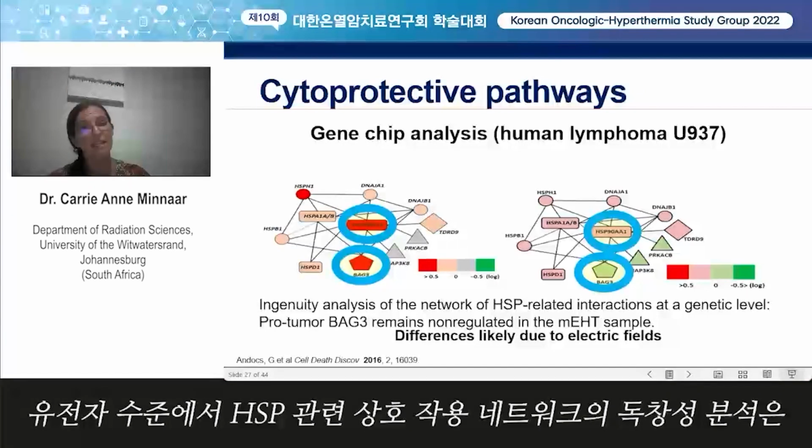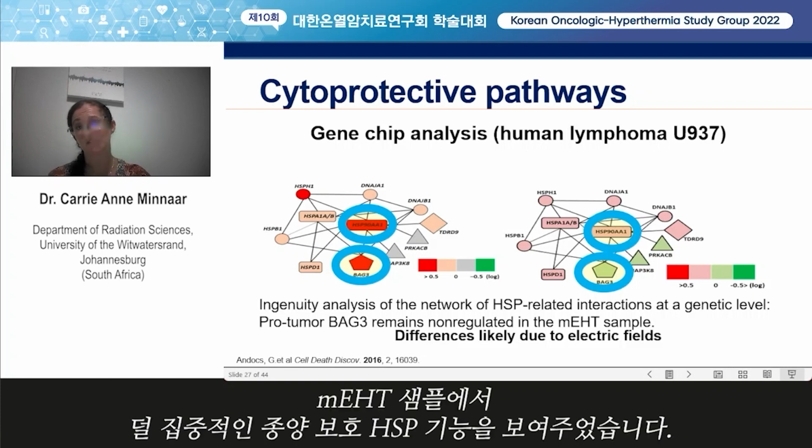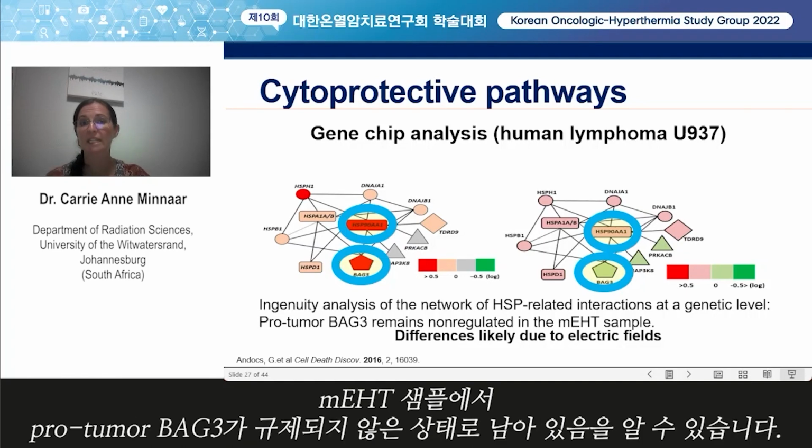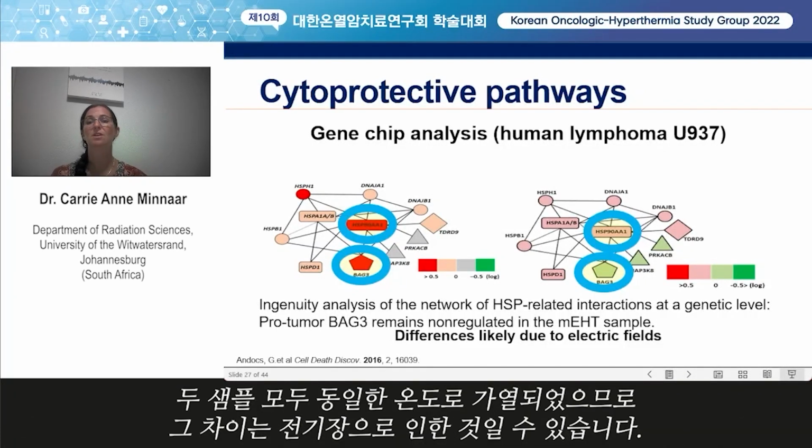The ingenuity analysis of the network of HSP-related interactions at a genetic level showed less intensive tumor-protective HSP functions in the MEHT sample. So here we see the BAG3 remains non-regulated in the MEHT sample. As both samples were heated to the same temperature, the difference is likely due to the electric fields.